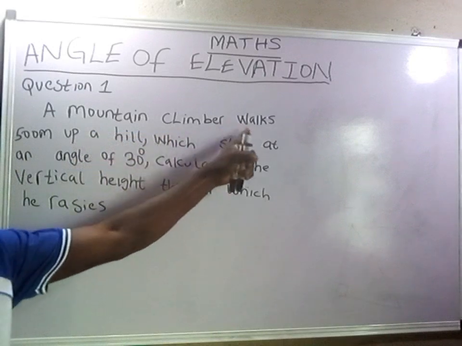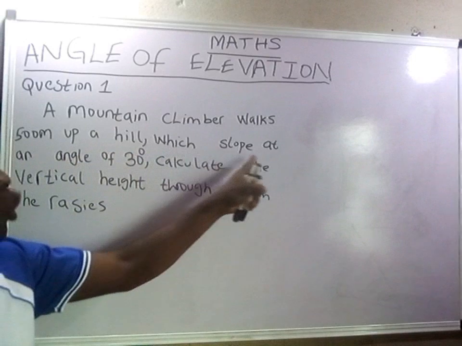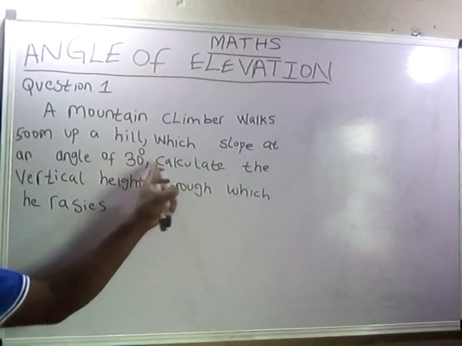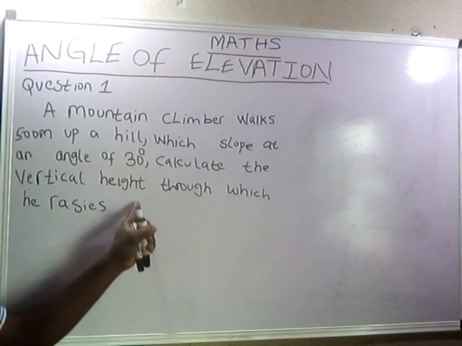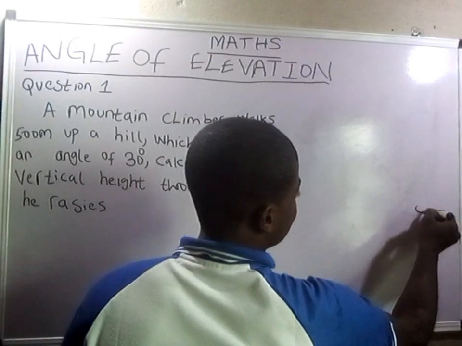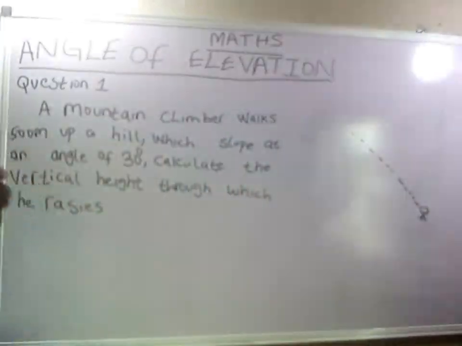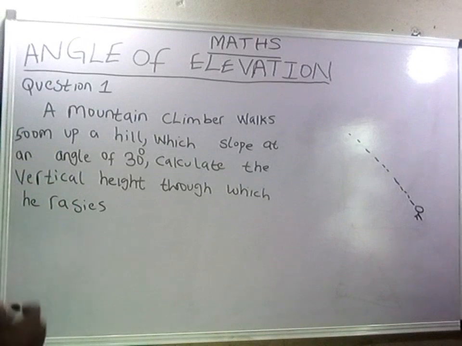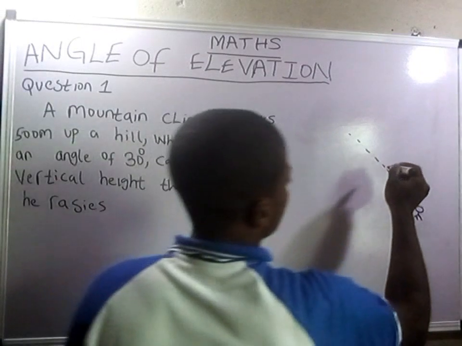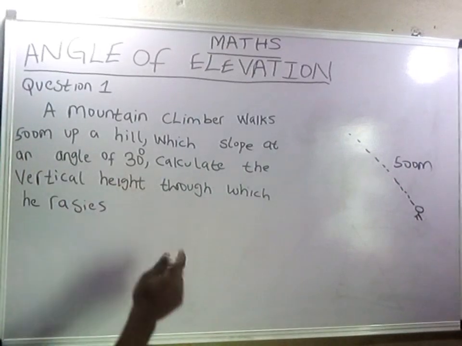A mountain climber walks 500 meters up a hill, which slopes at an angle of 30 degrees. Calculate the vertical height through which it rises. From the first statement, a mountain climber walks. Okay, this is the mountain climber, 500 meters up a hill, which slopes at an angle of 30 degrees.